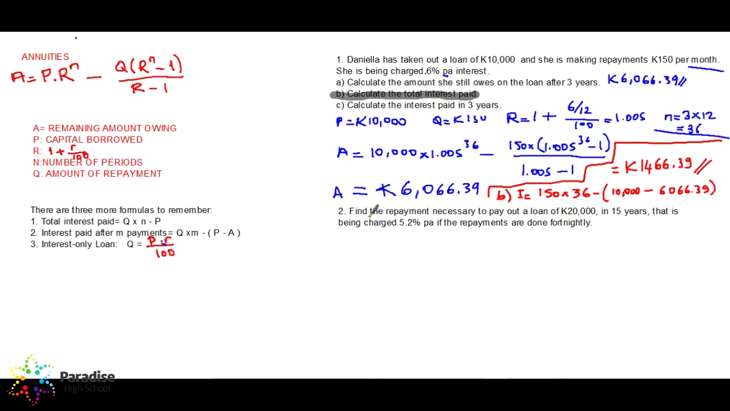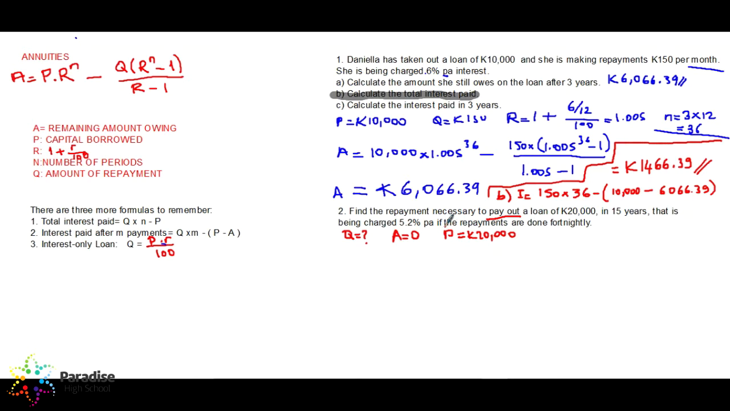All right, let's look at question number 2. Find the repayment necessary to pay out a loan of 20,000 in 15 years. Find the repayment. Okay, they are asking us what? They are asking us what is Q. To pay out means you repaid all the loan. So it means that A is equal to 0. And 20,000 gives us the P. P is equal to 20,000. And in 15 years. So what is N here?